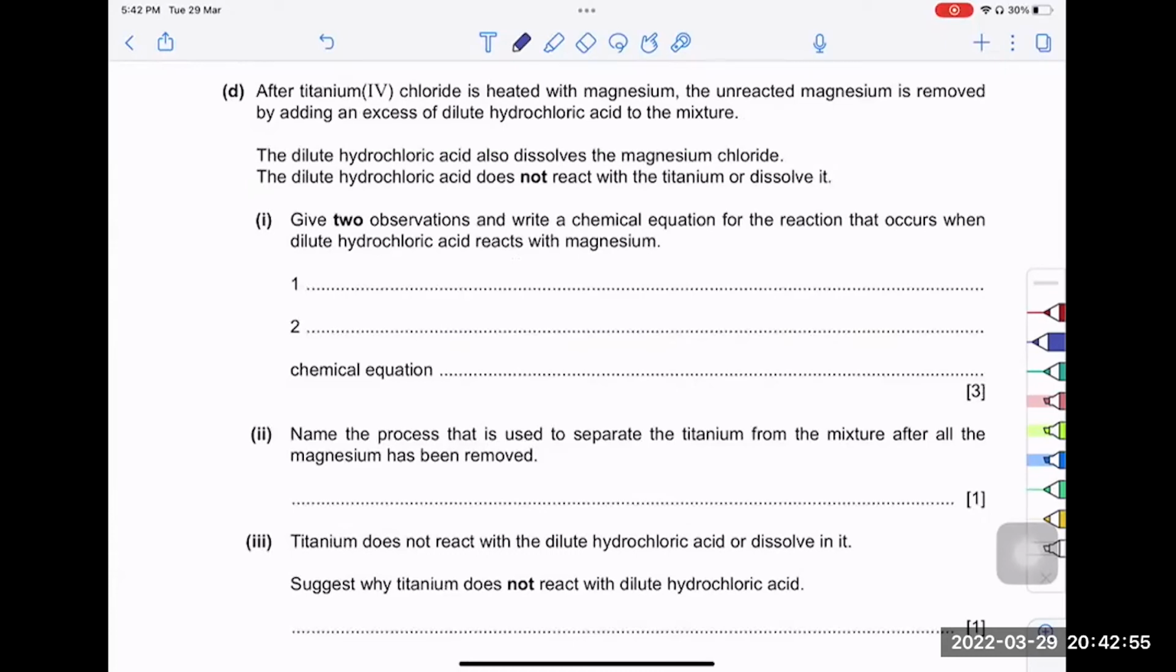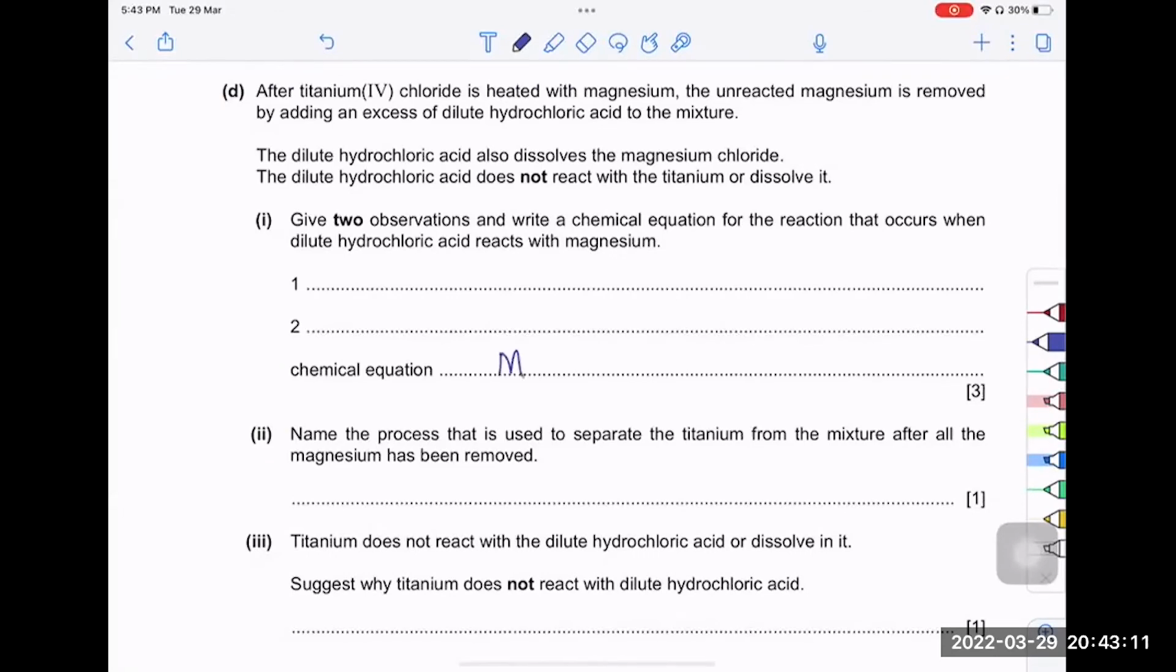Very good, Rabia. Your answer is correct for the previous one. Okay. Dilute HCl also dissolves magnesium chloride. The dilute HCl does not react with titanium or dissolves it. Okay, that's good. अब क्या होगा? Give 2 observations and write an equation for the reaction when dilute HCl reacts with magnesium.